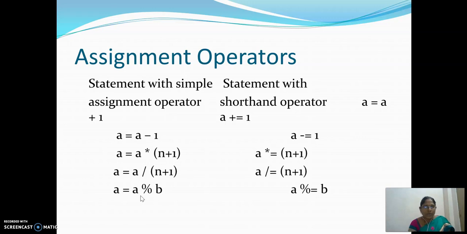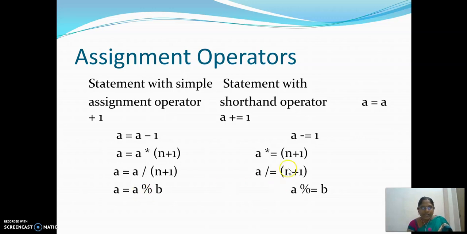The next operator is the assignment operator. The equal-to sign is called the assignment operator. If you use this assignment operator with the arithmetic operators, then it is called shorthand notation. Instead of writing A is equal to A plus 1, you can write it as A plus is equal to 1.